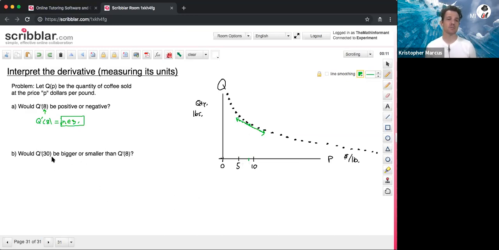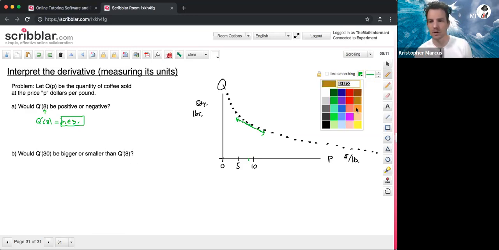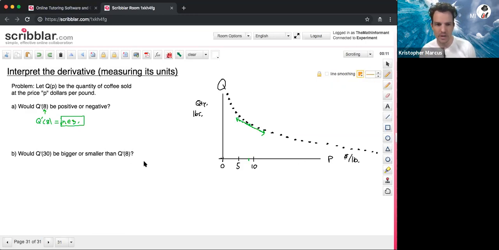Now the question becomes more interesting in part B. Would Q prime at 30 be bigger or smaller than Q prime at 8? Well, just go make a tick mark. So where's the tick mark? We need to go over to 30. That's where we're worried about now. 30 would be way out here.